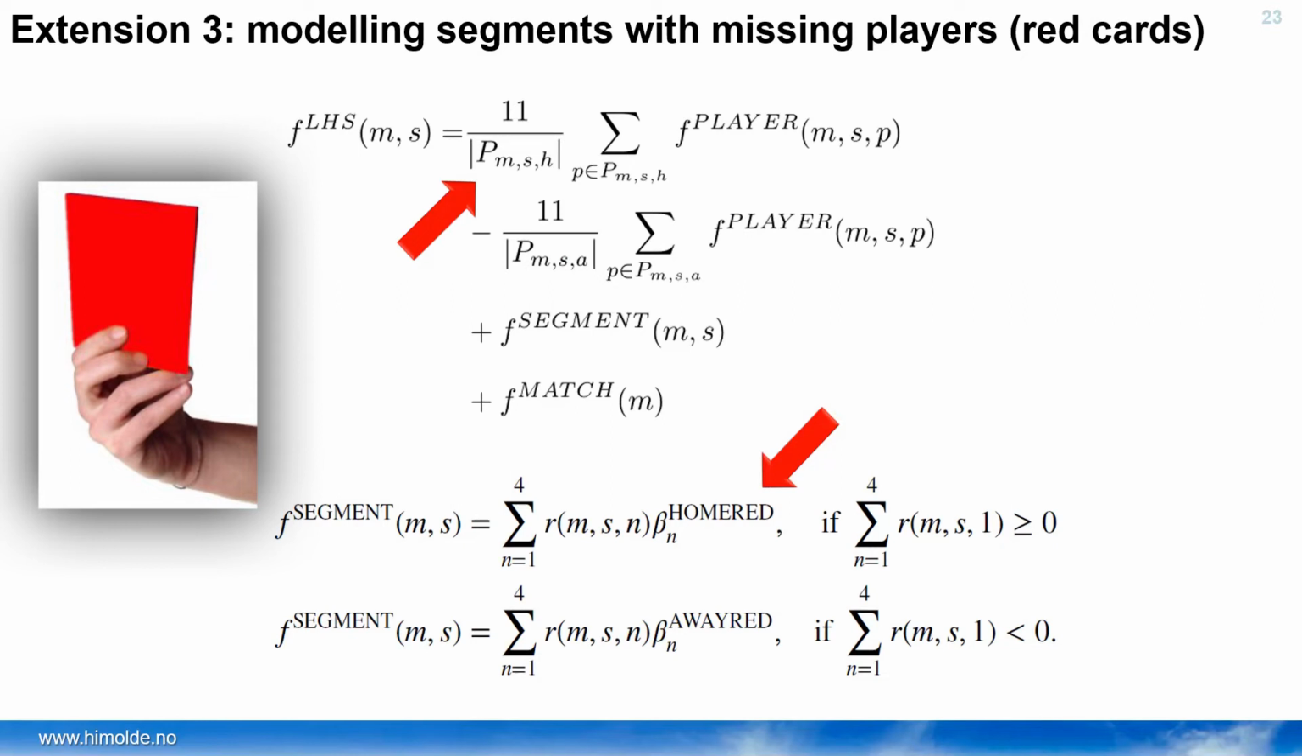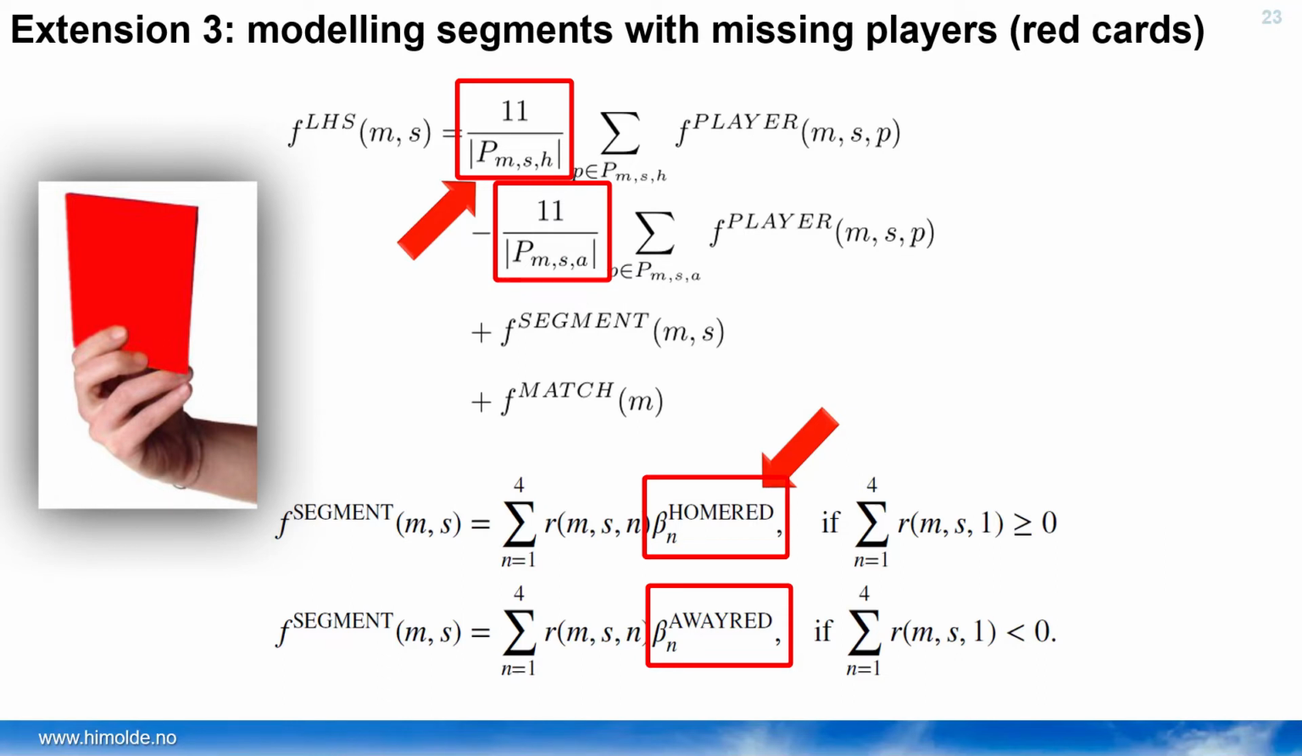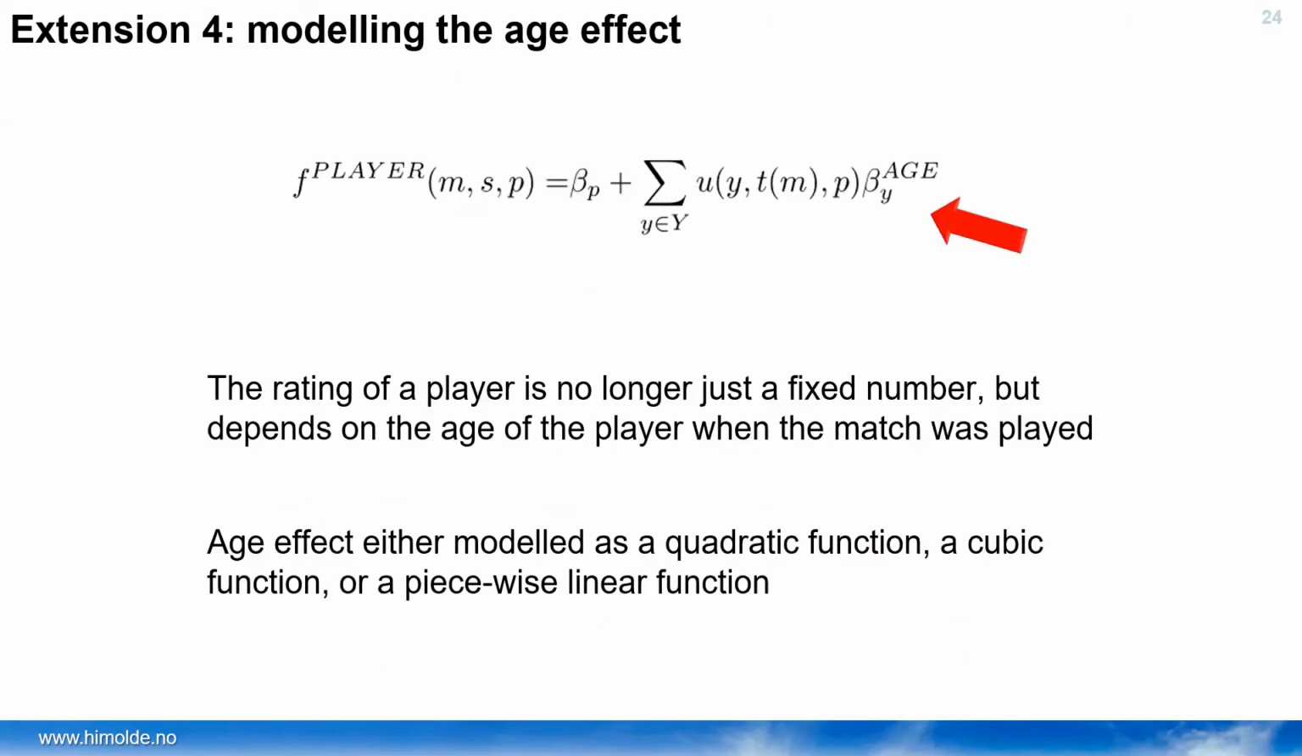Thus, we compensate for this in 2 ways. First, we do not simply sum the ratings of the players on each team, but we find instead the average rating of the players on the pitch for each team. Then, this allows us to compensate for red cards by using separate dummy variables for different player count imbalances. The fourth extension is to deal with data that spans multiple seasons.